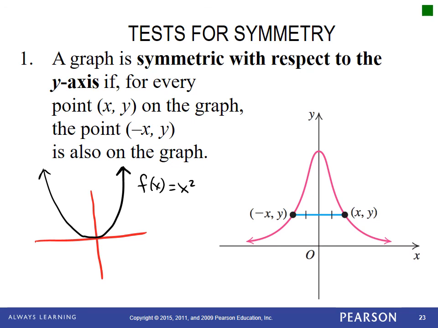In fact, we have a function called x squared, right? This passes the vertical line test. It has y-axis symmetry. That's cool. So let's say it this way here. Functions can have y-axis symmetry. We're good? Next one.